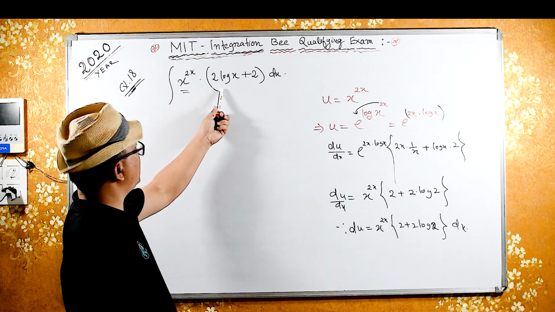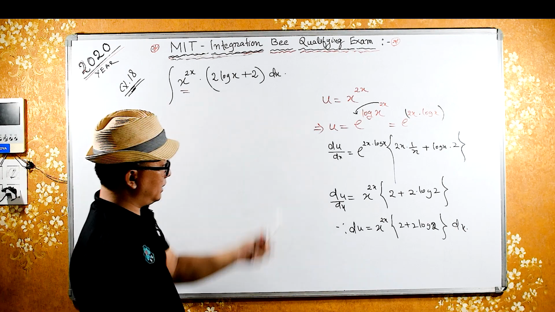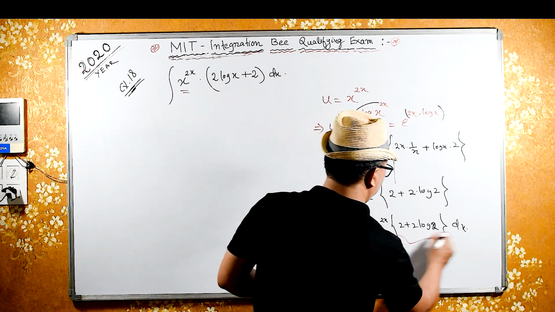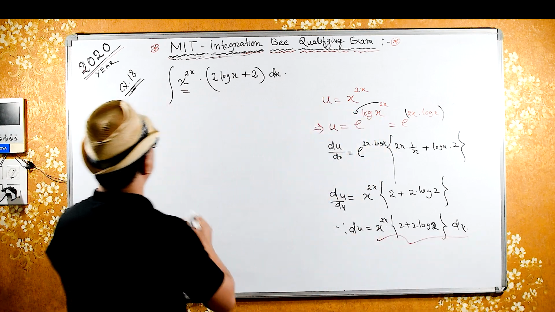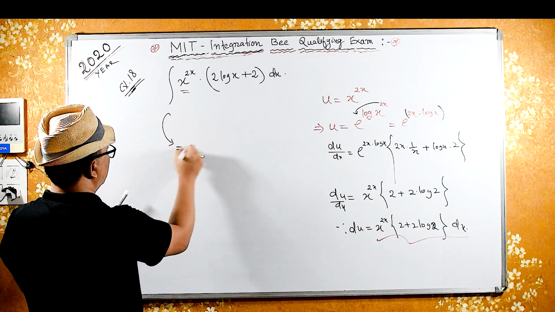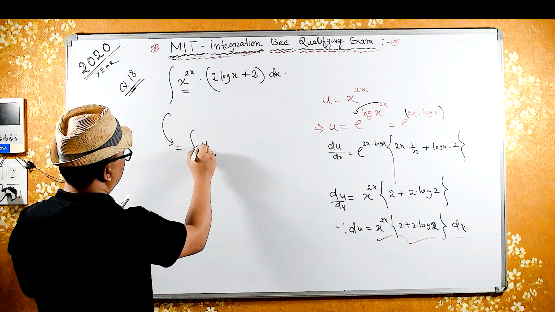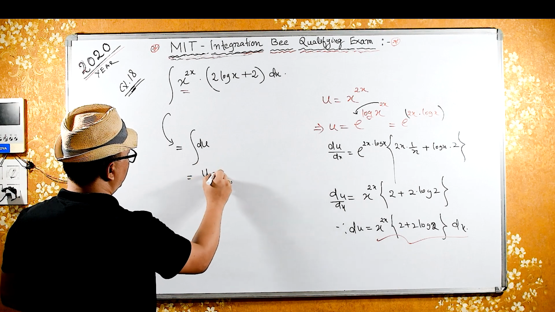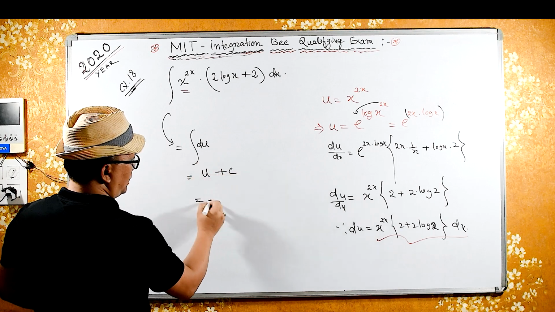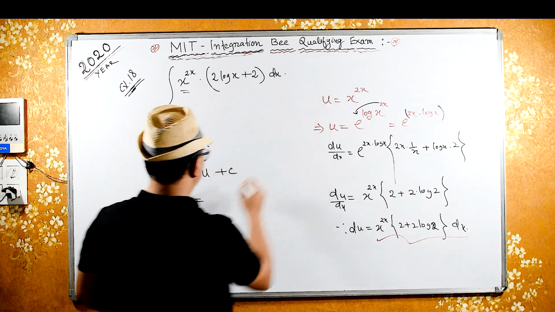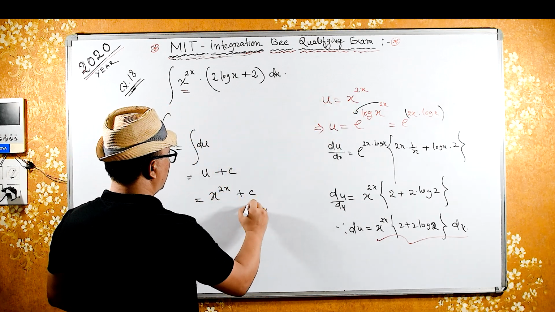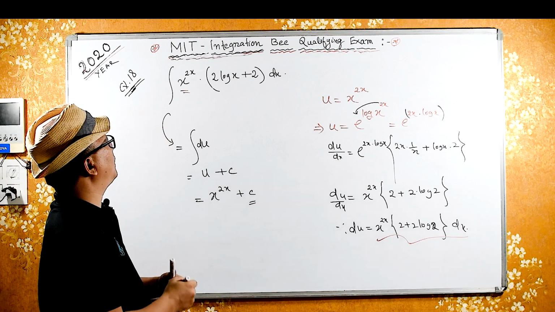Now look, this whole term is the same as du. Therefore this integral is integral du. Now integration and differentiation get cancelled. What we have is u plus some constant. U is x raised to twice x plus some constant. This is the required answer.